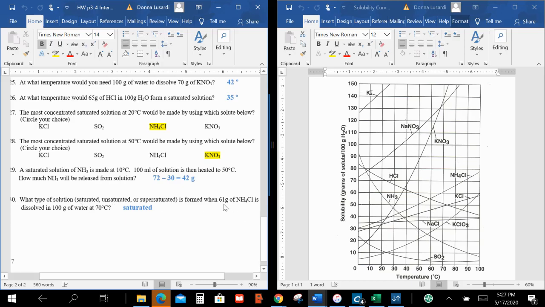Okay, if I take 61 grams of ammonium chloride at 70 degrees, that is pretty much right on the line. And that was my intention. If it's that close to the line, we can debate, is it 60? Is it 60 and a half? Is it 61? But when it's that close, I'm meaning for it to be interpreted as a saturated solution. So that's your answer key. Hopefully you were getting most of those correct as you did the homework.